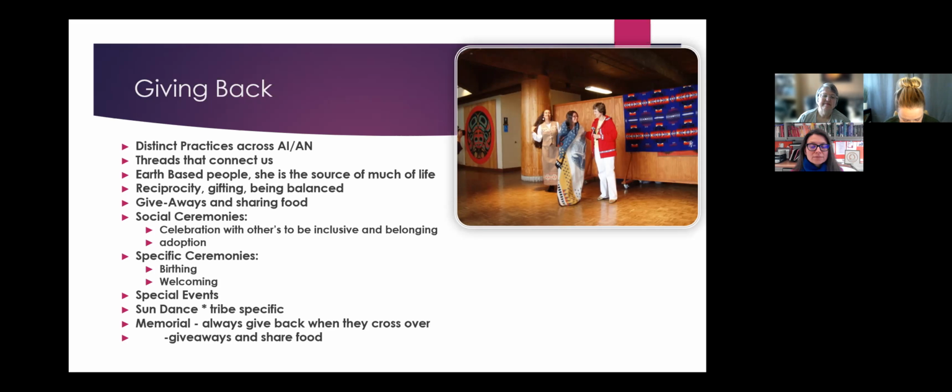And oftentimes our ceremonies have giveaways or sharing that are incorporated into them. There are social and specific ceremonies, maybe for adoption and birthing, but also regional and tribal ceremonies, such as sun dance, or in my culture, we have the stick dance memorial potlatch that are associated with a lot of gifting. And next slide, please.